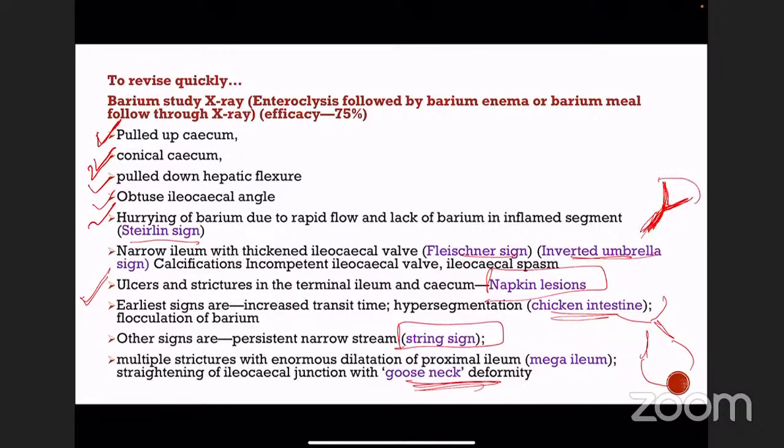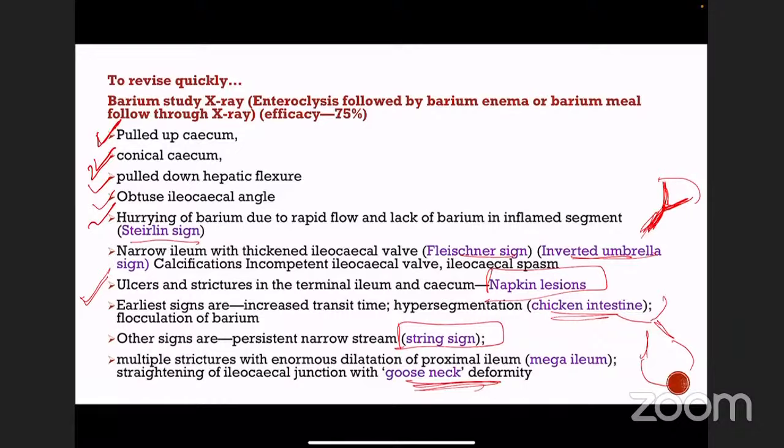Ulcers or strictures in the terminal ileum showing the napkin lesions, which I already showed you on the dissected part of the ileum in the initial slides on ulcerative and hyperplastic types. Another earliest sign is chicken intestine due to increased transit time and hypersegmentation and flocculation of barium inside. I have not shown a picture of it here.